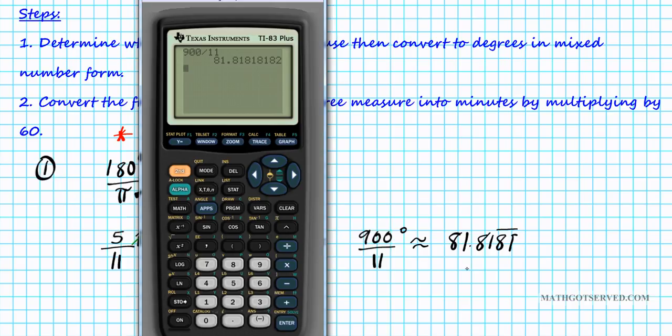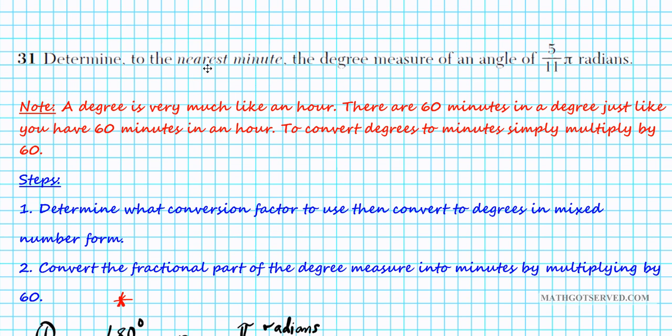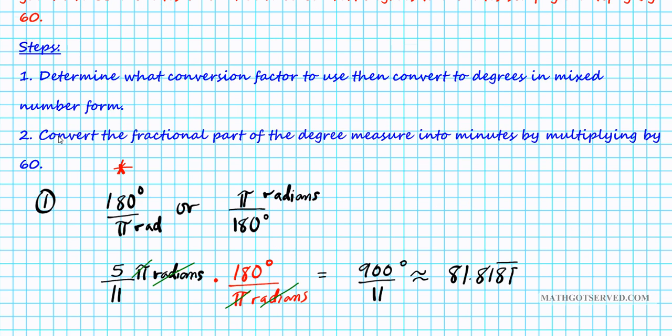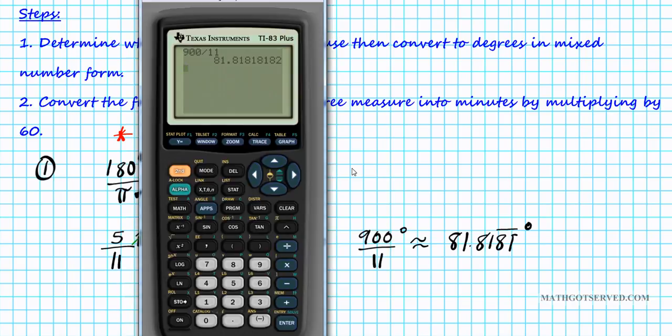Now we were asked to express the answer in degrees and minutes. Okay, let's go back to the question. To the nearest minute, we have to round it to the nearest minute. So the question now is, how do we express this decimal piece of this degree measure in minutes form? Remember we talked about it earlier that a degree is very much like an hour, okay? So how do we convert this fractional part of a degree to minutes? You simply multiply by 60, okay?